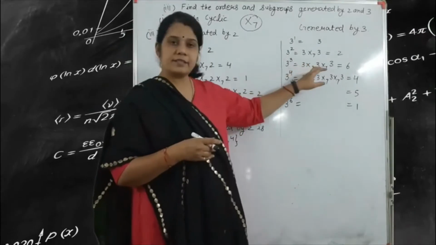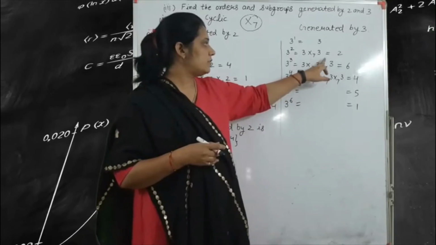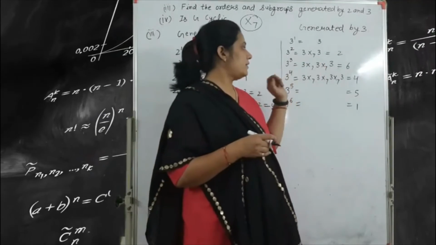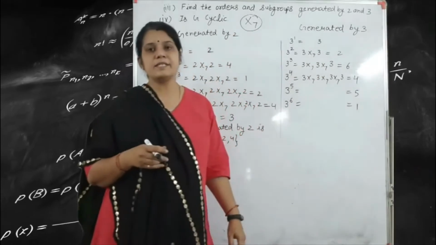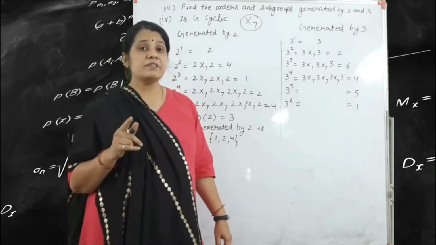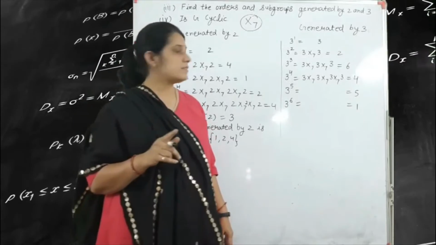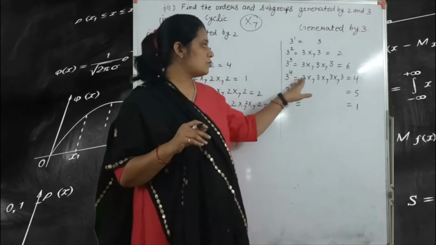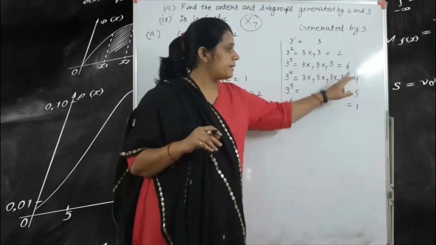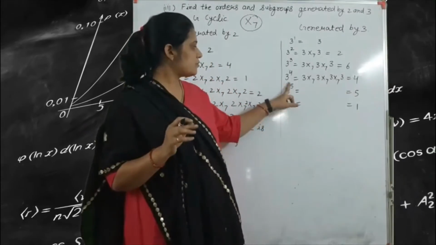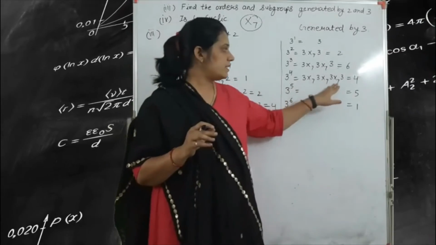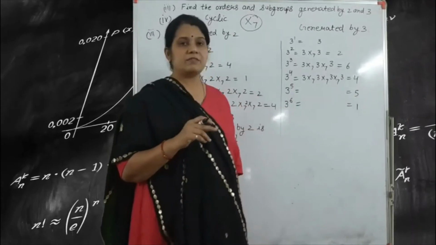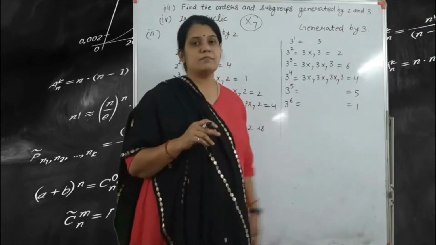Okay, 3 raised to the power 3. So we write 3 multiplication modulo 7, 3 multiplication modulo 7, 3. So 3 times 3 is 9, 9 times 3 is 27. So 27 divided by 7. What is the remainder? The remainder is 6. Okay. 3 raised to the power 4: we write this step and the remainder is 4. 3 raised to the power 5: we write 3 five times, so the remainder is 5. 3 raised to the power 6: we write this term 6 times.